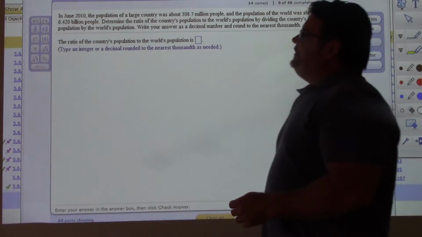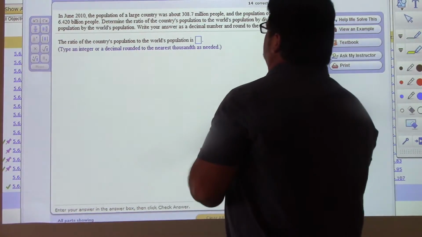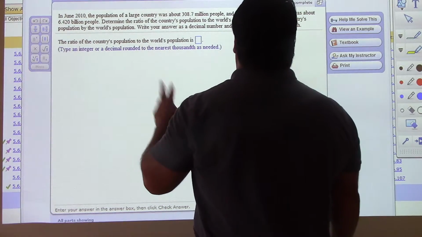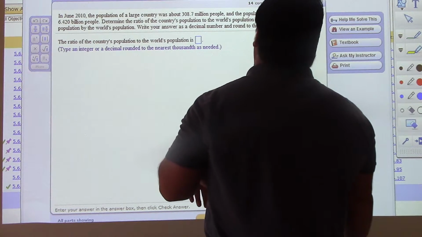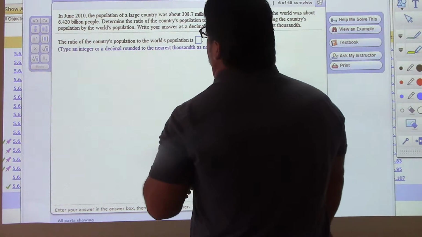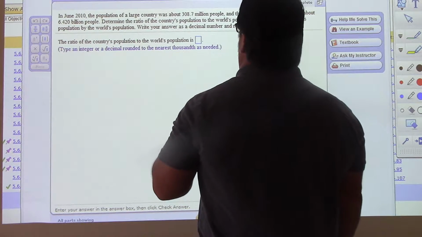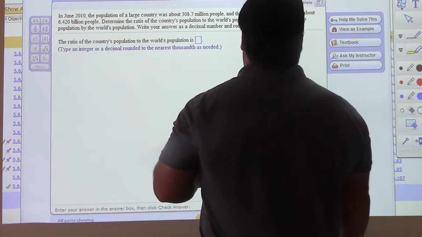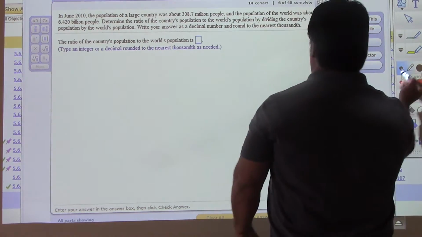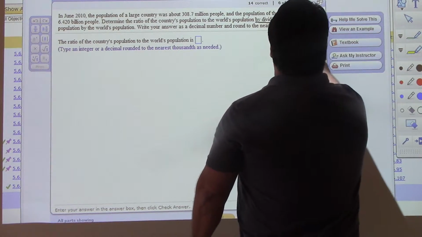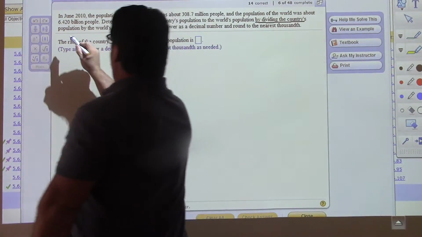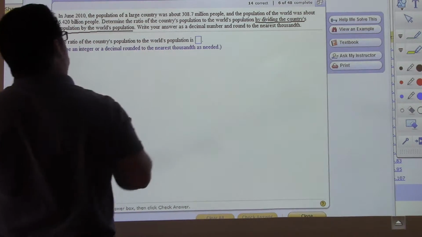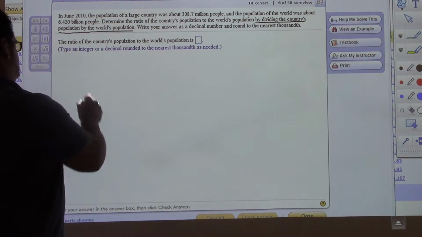In 2010, the population of a large country was about 308 million, and the population of the world was about 6.42 billion. Determine the ratio of the country's population to the world's population. Well, this one tells you what to do. What does it say? By dividing the country's population by the world's population. Okay.